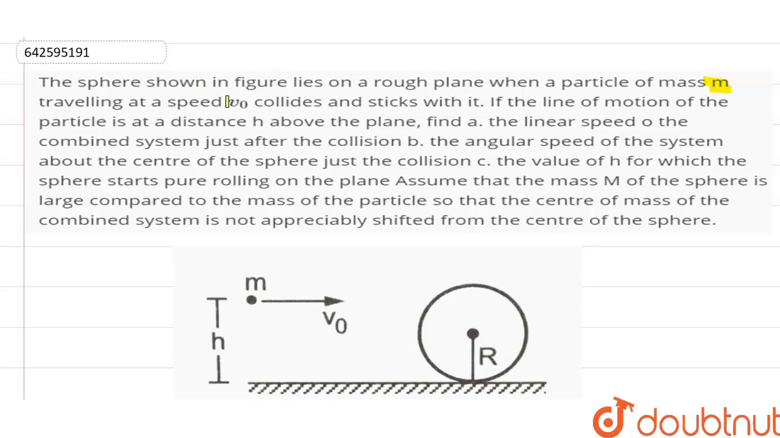A sphere shown in figure lies on a rough plane when a particle of mass small m traveling at the speed v0 collides and sticks with it. If the line of motion of the particle is at a distance h above the plane, find A, the linear speed of the combined system just after the collision. B part, the angular speed of the system about the center of the sphere just after the collision. And C, the value of h for which the sphere starts pure rolling on the plane. Assuming that the mass capital M of the sphere is large compared to the mass of the particle, so that the center of mass of the combined system is not appreciably shifted from the center of the sphere.